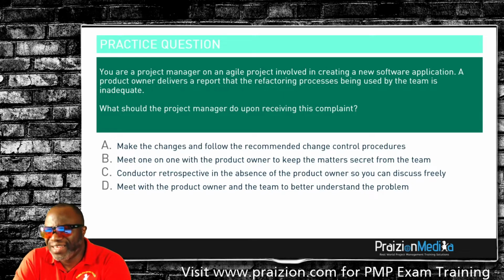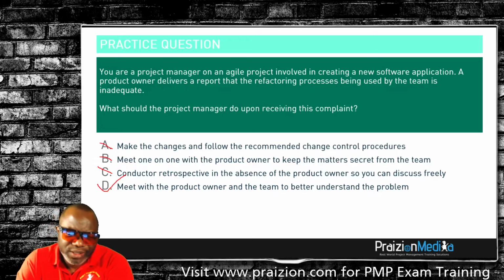But that wouldn't be the case, because this is to do with the team. So would you meet one-on-one with the product owner and keep matters secret? No, you wouldn't do that. So you wouldn't do A, you wouldn't do B. C says conduct a retrospective in the absence of the product owner. Whatever it's suggesting, badly spelled as well, you would ignore that, because you shouldn't do things in the absence of any other team member. D says meet with the product owner and the team. Yes, that would be the good one. So the answer to that would be D.